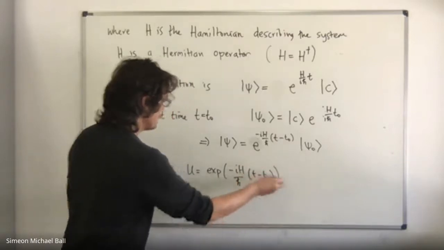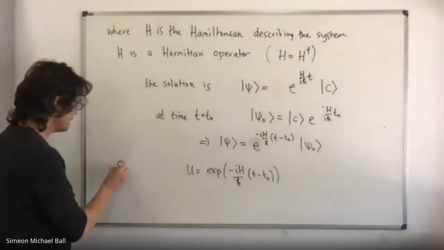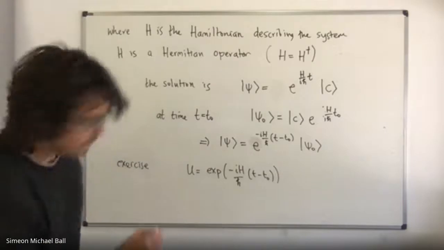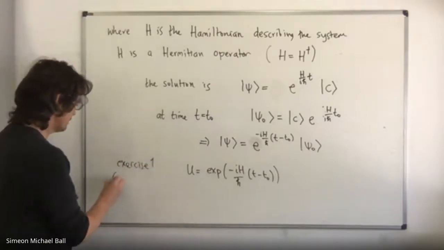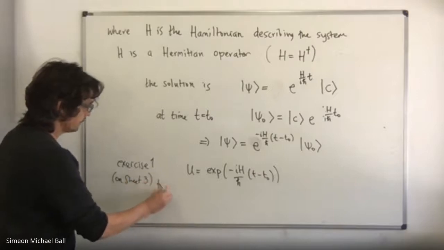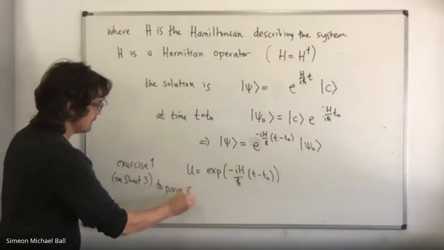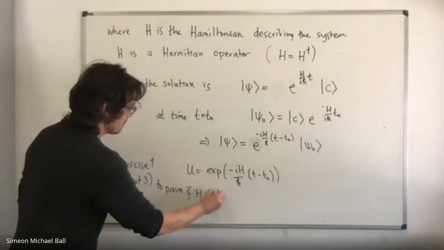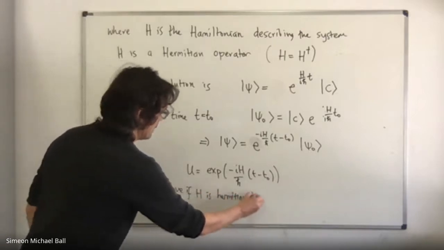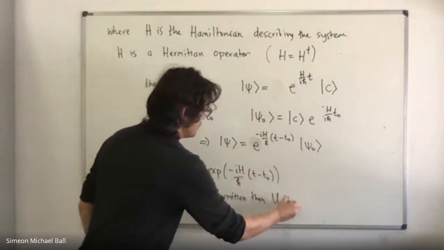Well, this T0 doesn't matter, but so it will be exercise 1 on sheet 3: to prove that if H is Hermitian, then U is unitary.